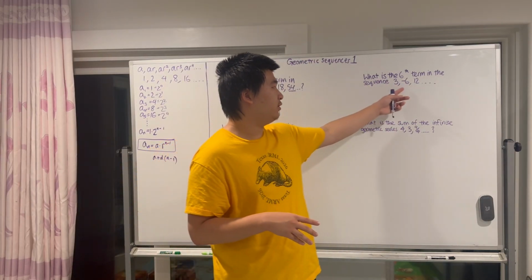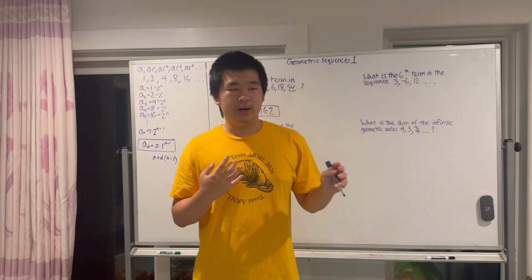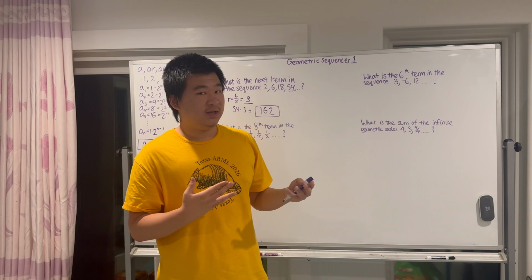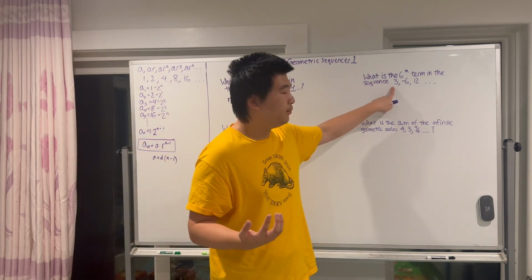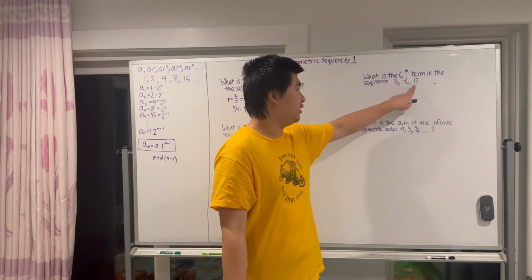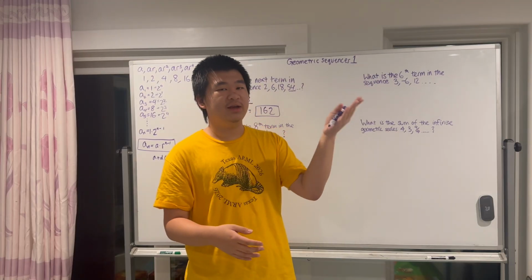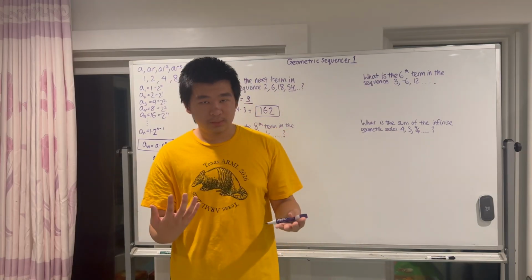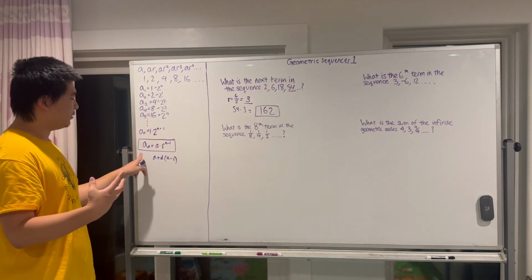We have a negative term. We have positive, negative, positive. What does that mean? Well, this just means that r is negative. When we multiply a positive number by a negative number, we get a negative, and then when we multiply that negative by a negative, we get a positive. So you can see that r is actually negative, and that causes the sign to oscillate. But that's not really a problem for our formula, right? Like nothing really breaks. So let's just apply the formula.